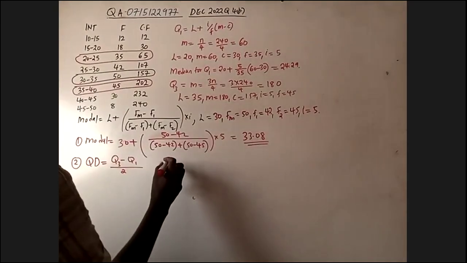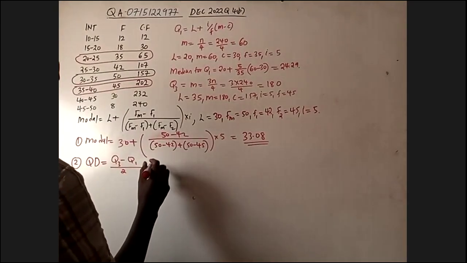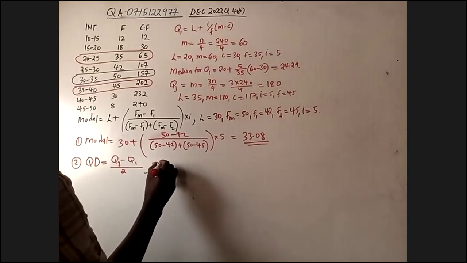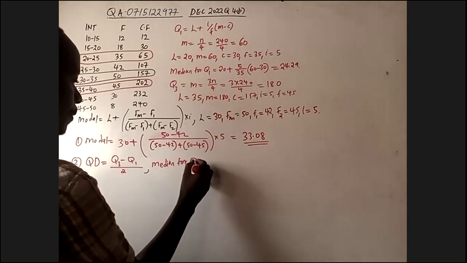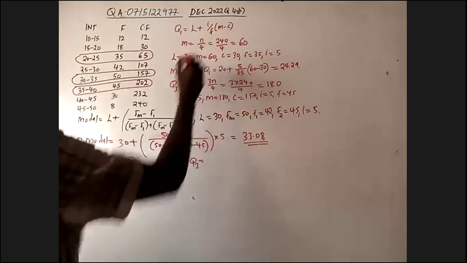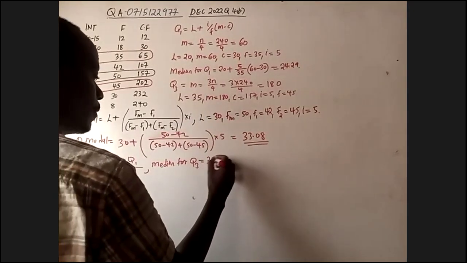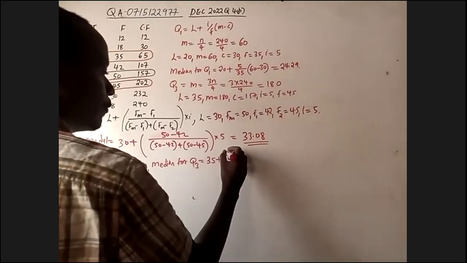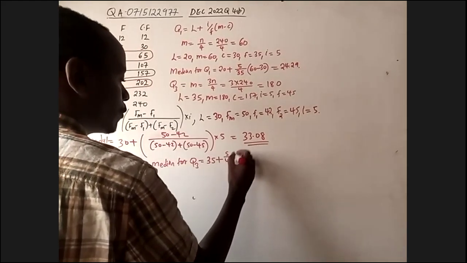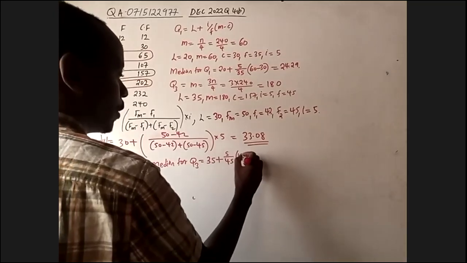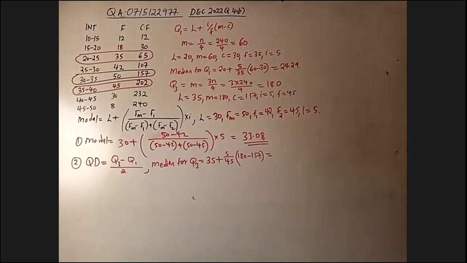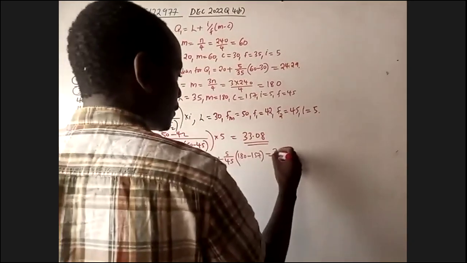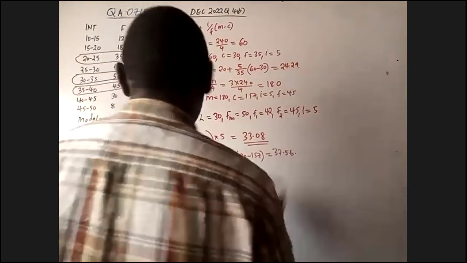Let's find the median for Q3. So Q3 is 35 plus our I, 5, over frequency, which is 45, times our M, 180, minus 157. What is the answer? 37.56.